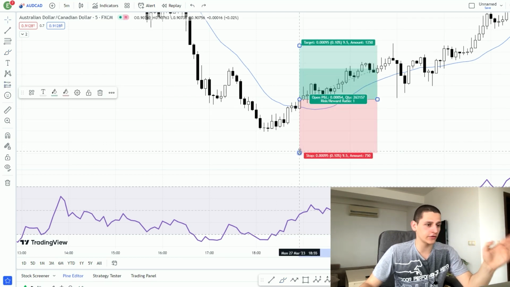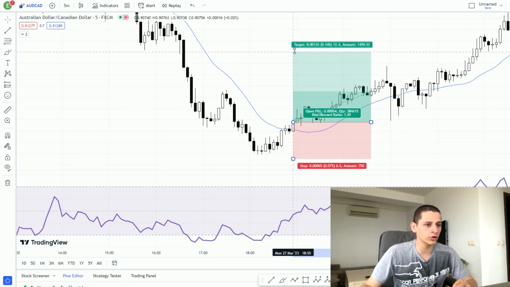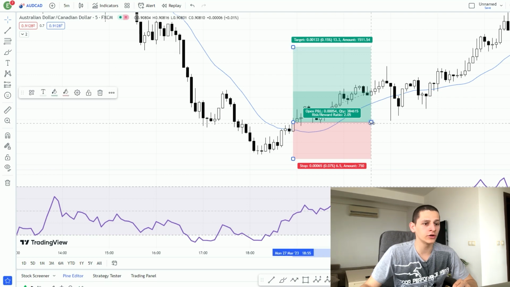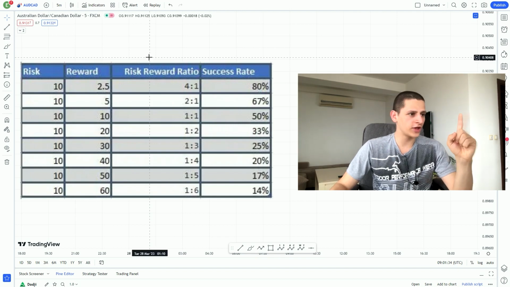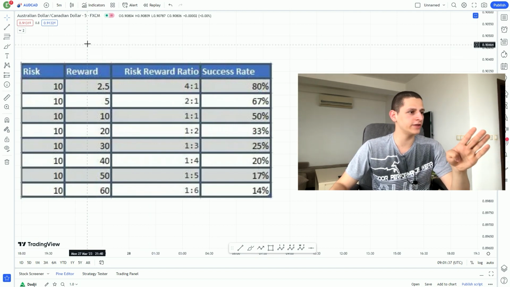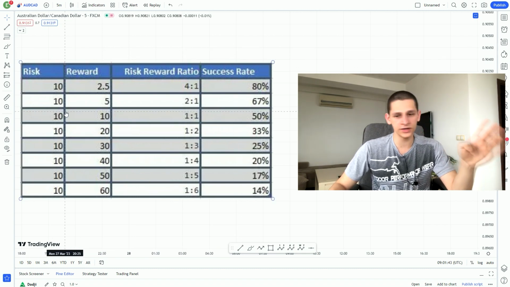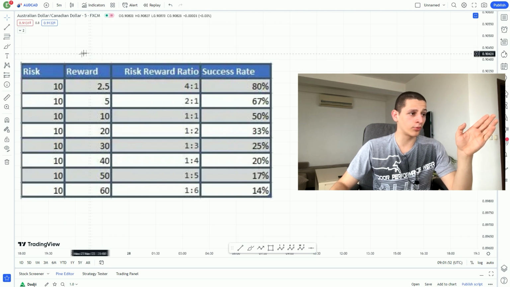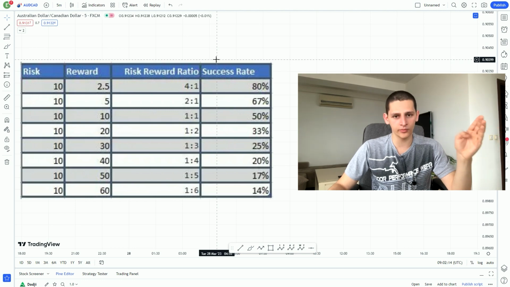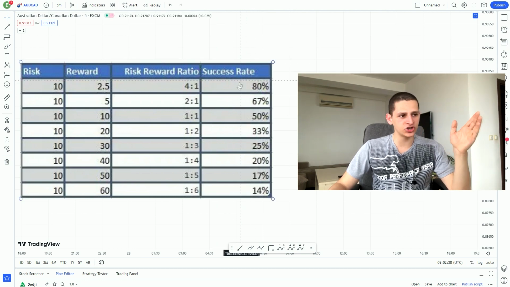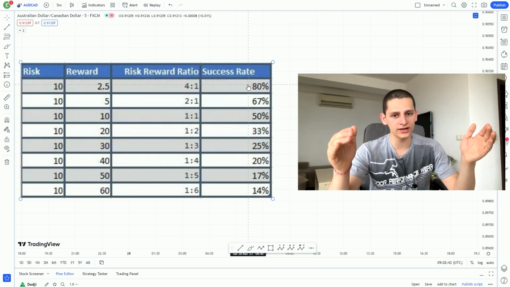We place our safety stop just below the previous swing low, setting up a risk to reward ratio of 1 to 2, and just wait. I want to draw your attention to this table right here. The table consists of 4 columns: risk, reward, ratio, and success rate. The first is our capital, in this case $10. Then follows the profit in dollars, then comes our risk to reward ratio, and finally the most important column: what percentage of our trades must be successful to be profitable? Or in other words, our win rate.